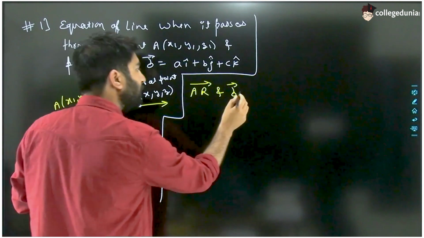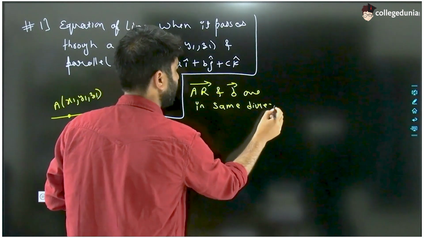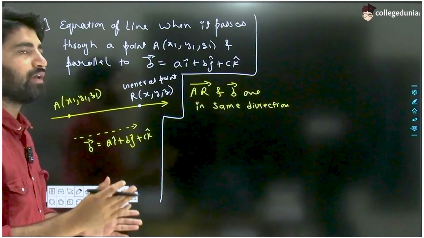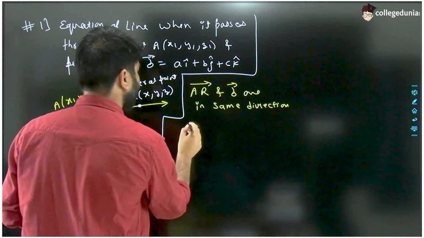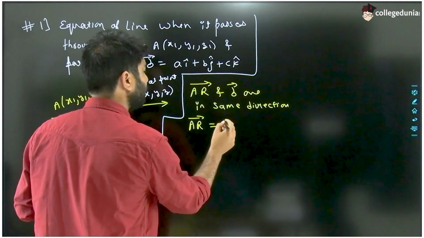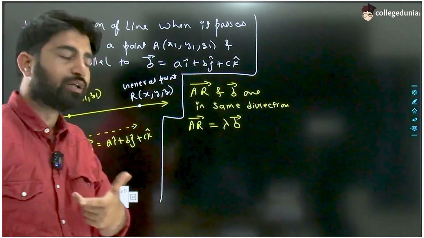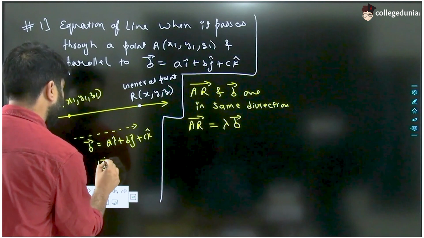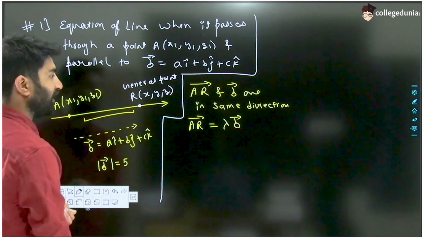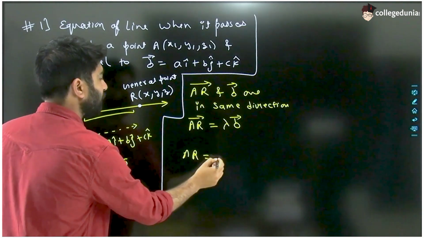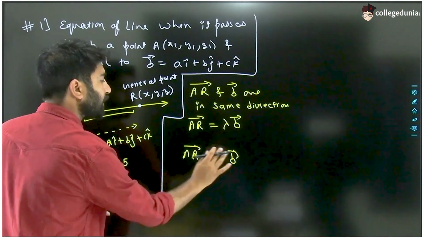they both have the same direction. And whenever two vectors are in the same direction, whenever they are parallel or collinear to each other, in that situation, one vector will be lambda times the other vector. Let's say the magnitude of vector B is 5 units, and the distance between point A and point R is also 5. In that situation, AR will be 1 times B. We can simply say that both the vectors AR and B are equal vectors.